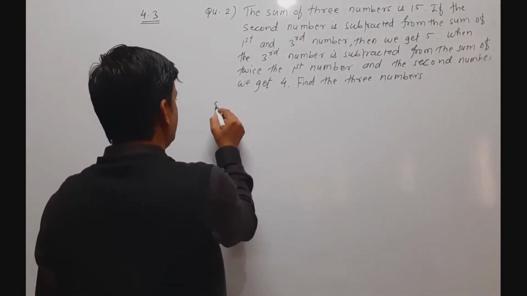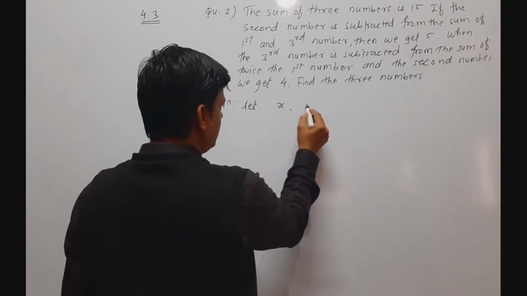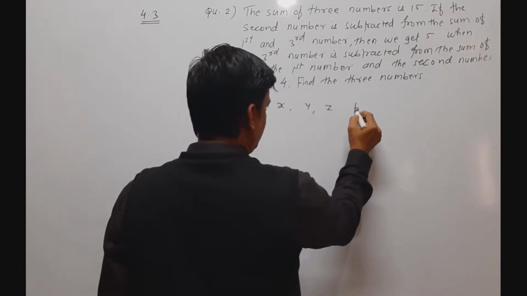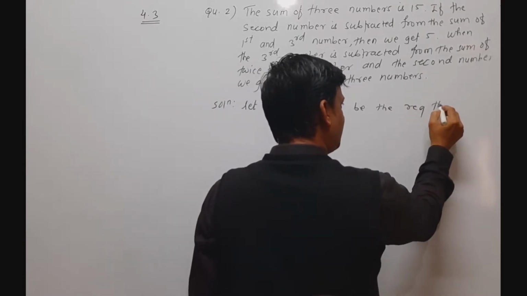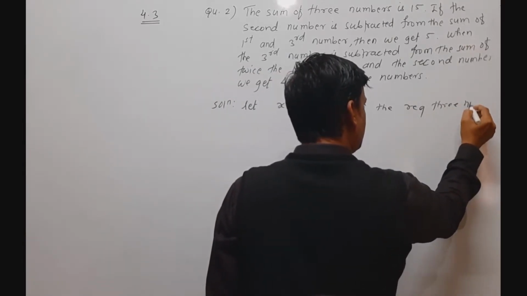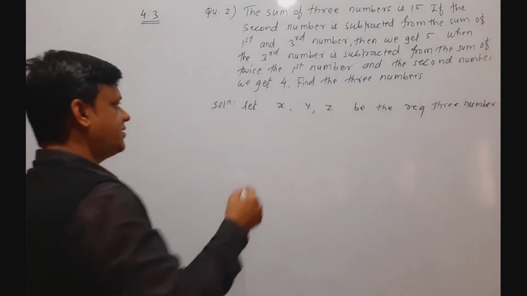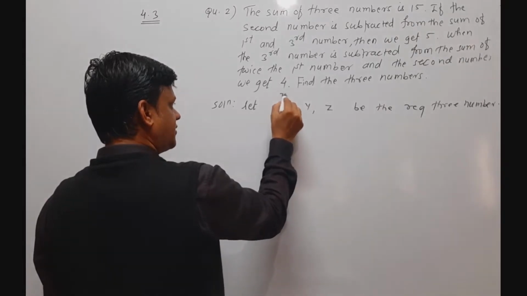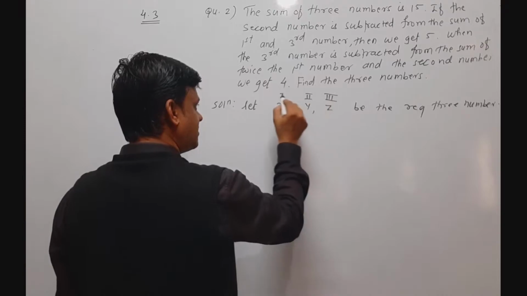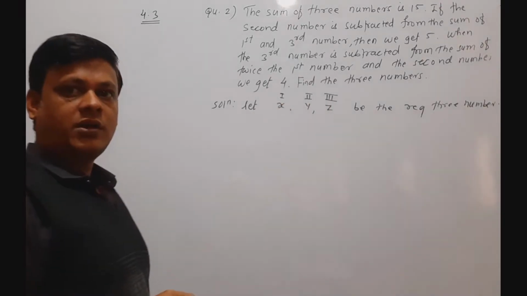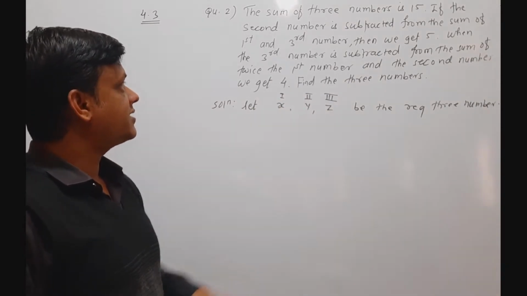So writing solution, let x, y, z be the required three numbers. Now we consider this x as first number, this y as second number, and this z as third number. For our convenience, we mark here first, second, third for x, y, z.